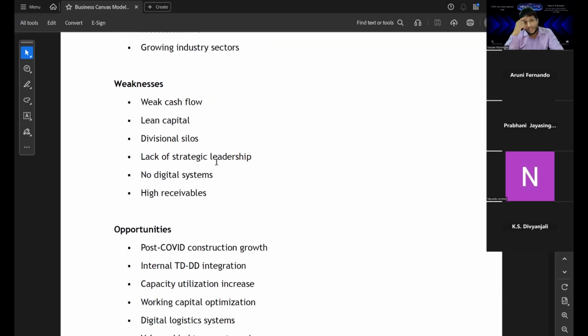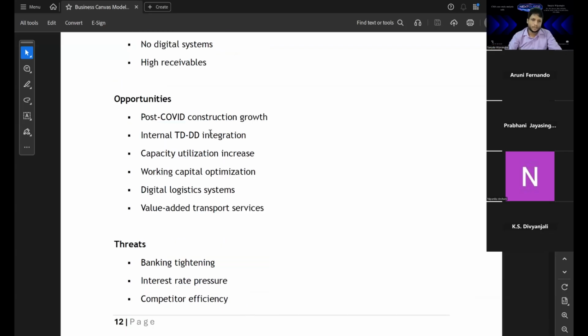Weaknesses, let's say weak cash flow, lean capital, divisional silos, lack of leadership, no digital systems, high receivables. Those are the weaknesses. Then the opportunities: post-COVID construction growth, internal TD/DD integration, capacity utilization. Now the internal TD, that is an opportunity. You can consider that one as an opportunity. Otherwise, we can take it as a strength as well.